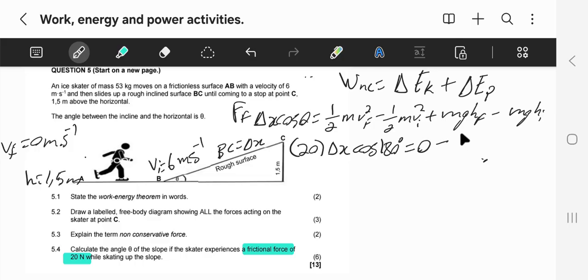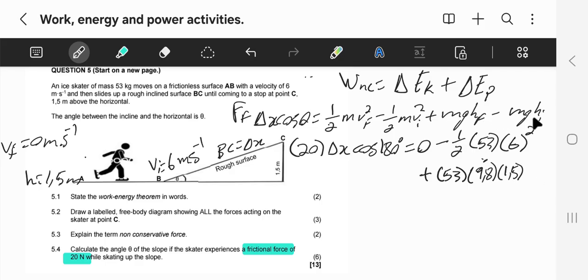So when I substitute on the other part, I will have half in brackets the mass, which is 53 kg, multiplied by the initial velocity of 6 squared, right? And then I move on to the final potential energy. The final potential energy is when the object reaches point C. So that means I'm going to have plus the mass, which is 53, multiplied by the G, which is 9,8, multiplied by the H, which is 1,5.